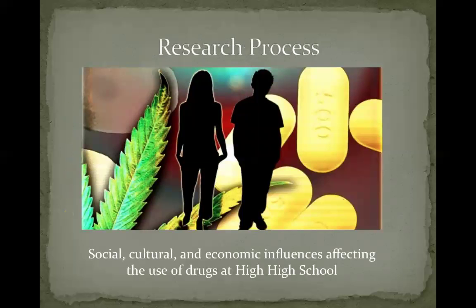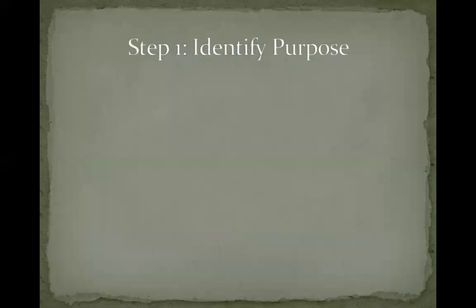So the example that we're going to use to walk through the research process is the same as the example in the book. The purpose of this study is to understand the social, cultural, and economic influences affecting the use of drugs at high school. So step 1, again, was to identify the purpose of the research study.